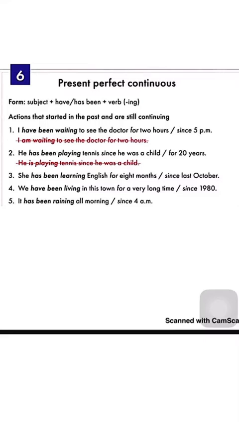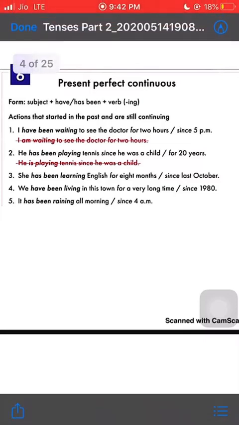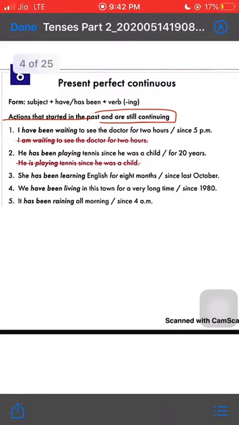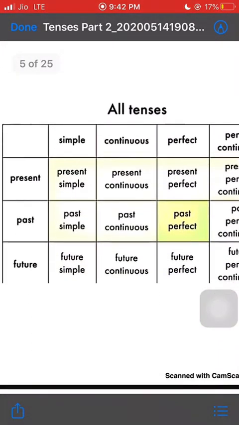And then I have given you some examples. Only one function is there of the present perfect continuous, that actions started in the past but still continue. Clear? So this is all about the present perfect continuous. Now let's move forward. Moving forward to the past perfect.